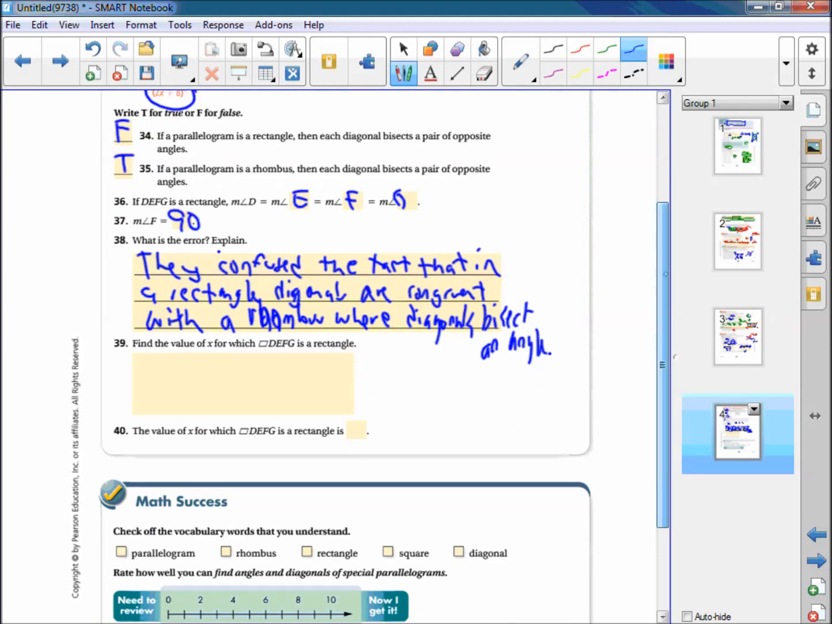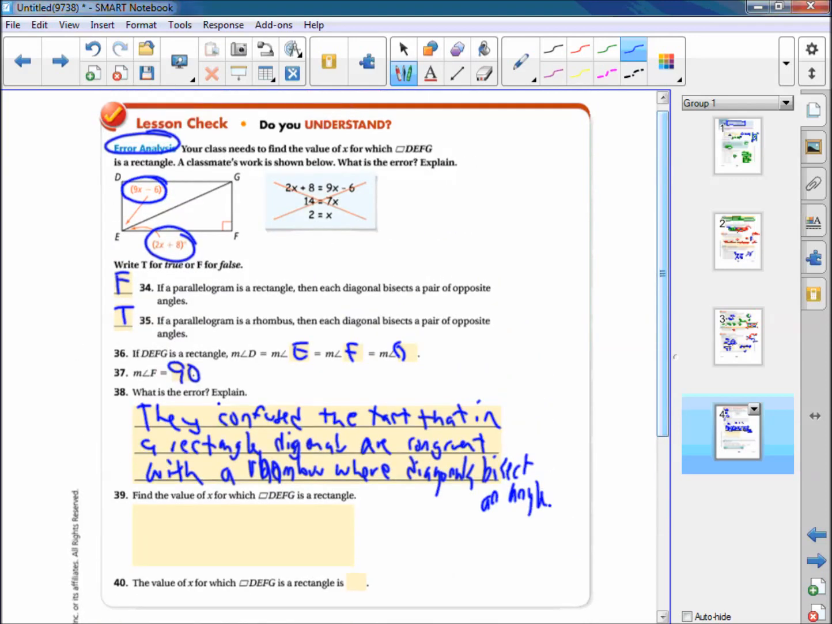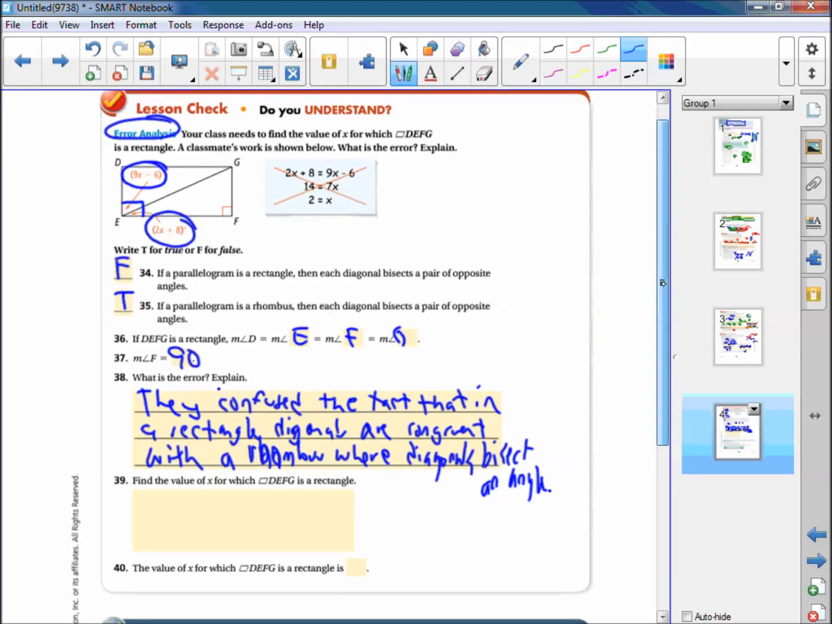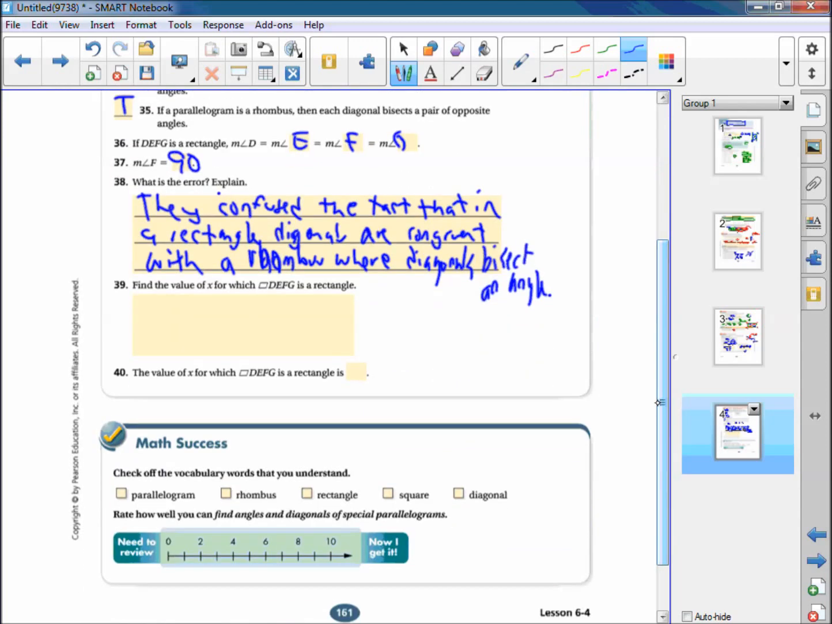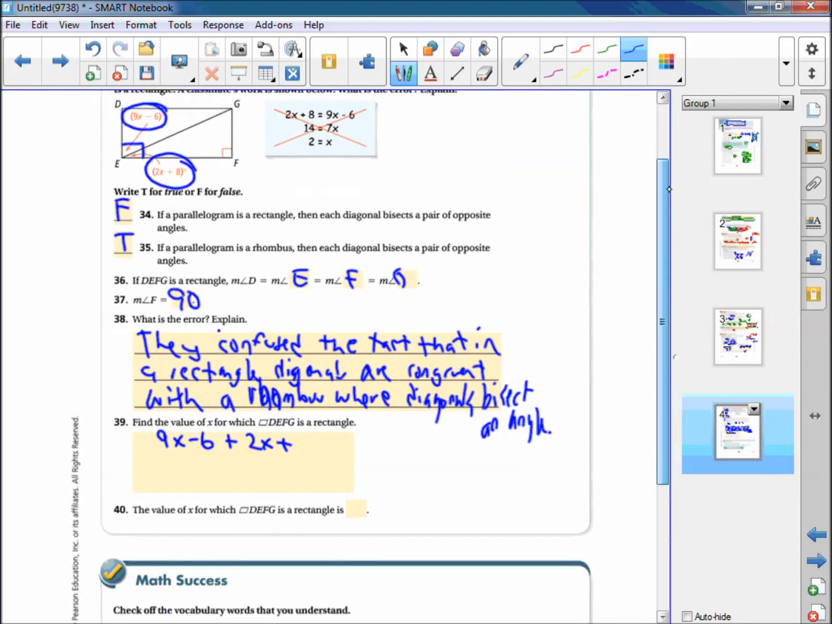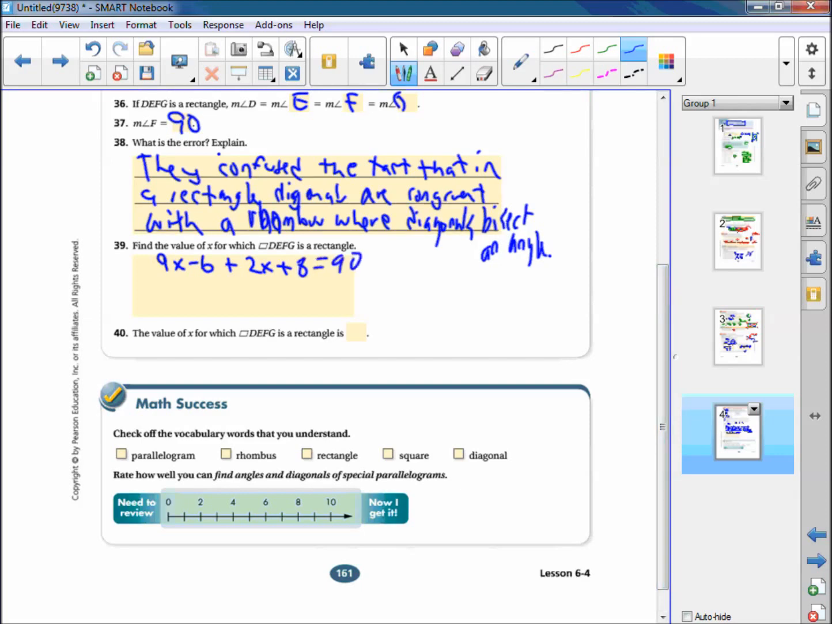Well, what we're going to have to do then is use the fact that these two angles together have to form a right angle. So 9x minus 6 and 2x plus 8 should be complementary. So we can use that to solve for x. So 9x minus 6 plus 2x plus 8 should be 90. All right, and then we can solve for x in this one. So we're going to get 11x plus 2 equals 90. So 11x is 88, and x is going to be 8 to make this work out. So the value of x in this rectangle should have been 8.